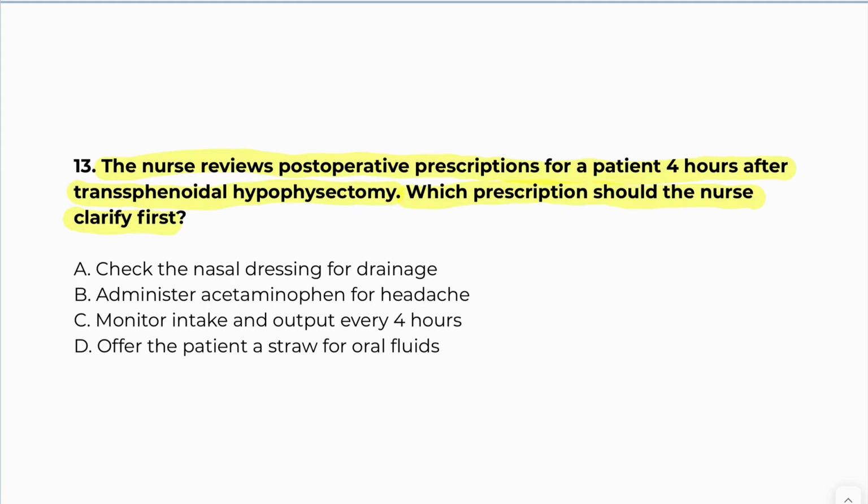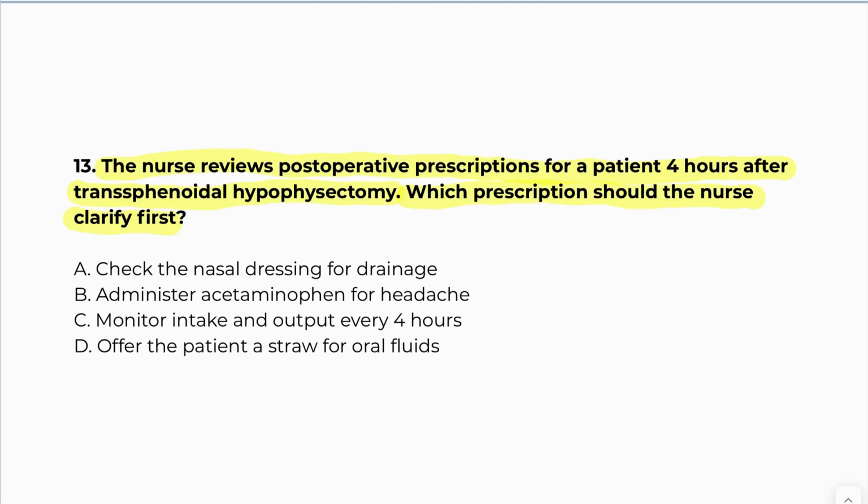So transsphenoidal hypophysectomy, again, is another major surgery. And just the word hypophysectomy is going to tell you what kind of procedure that is, and it's done transsphenoidally, so it's towards the nose. So what is your answer? Which prescription should the nurse clarify first, right?